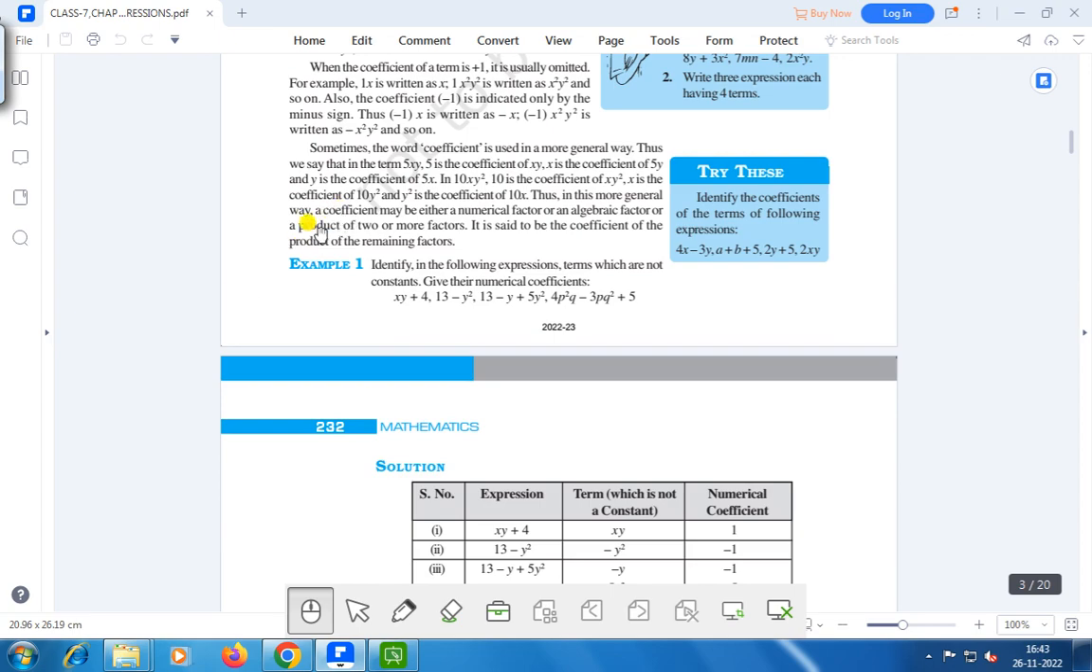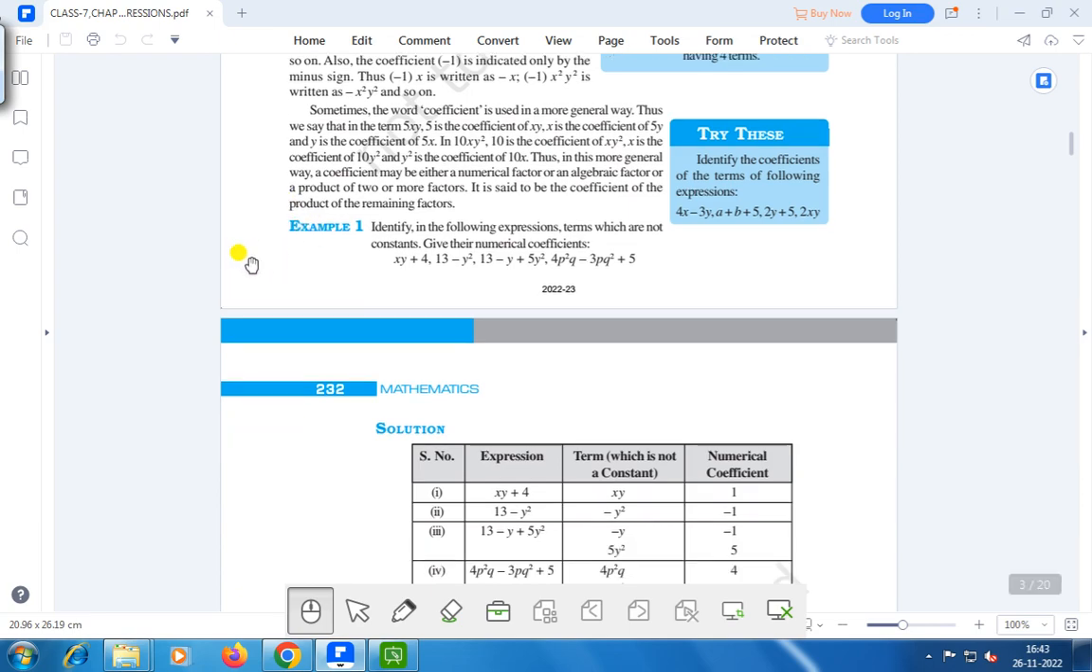Sometimes the word coefficient is used in a more general way. Thus we say that in the term 5xy, 5 is the coefficient of xy, x is the coefficient of 5y, and y is the coefficient of 5x. In 10xy square, 10 is the coefficient of xy square, x is the coefficient of 10y square, and y square is the coefficient of 10x. Thus, in this more general way, a coefficient may be either a numerical factor or an algebraic factor or a product of two or more factors. It is said to be the coefficient of the product of the remaining factors.